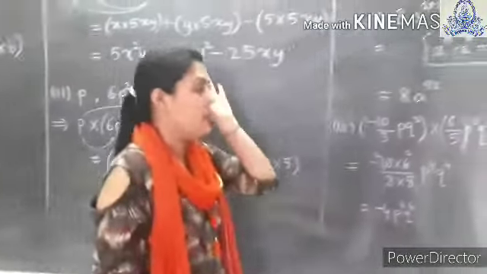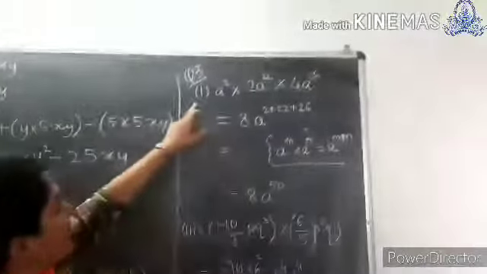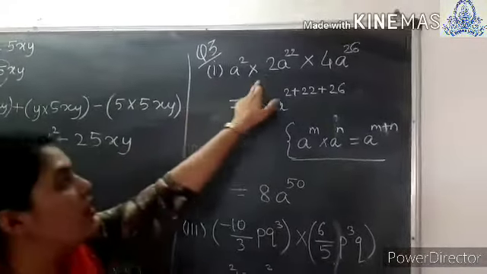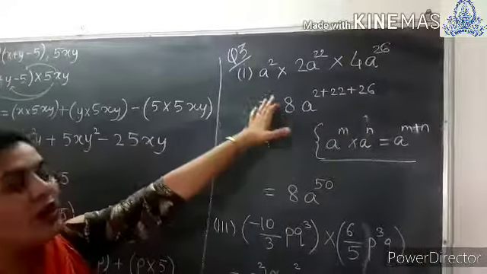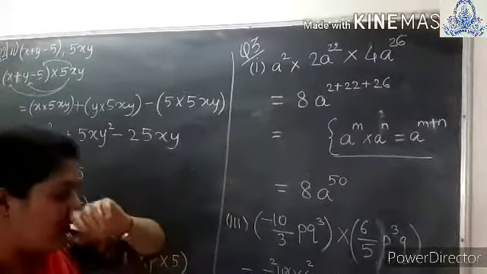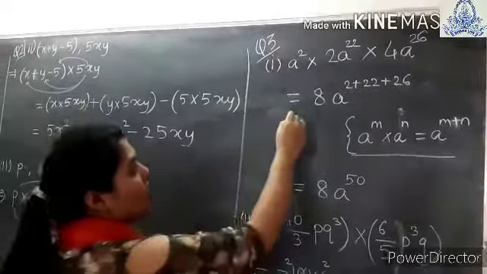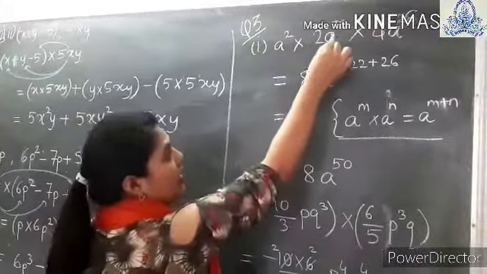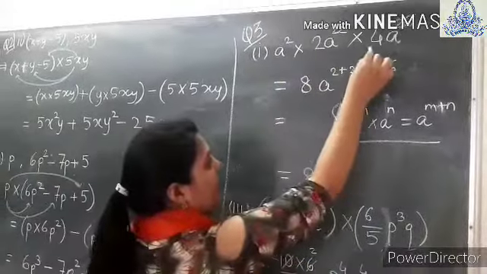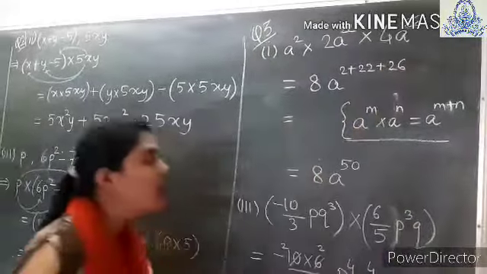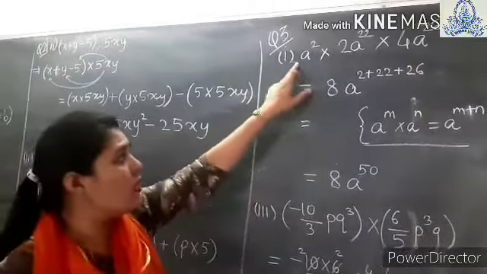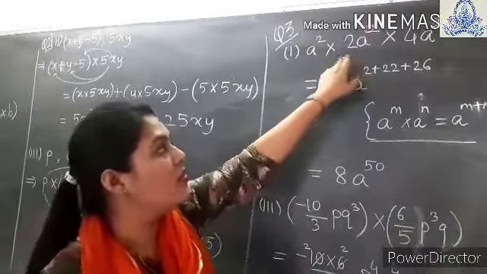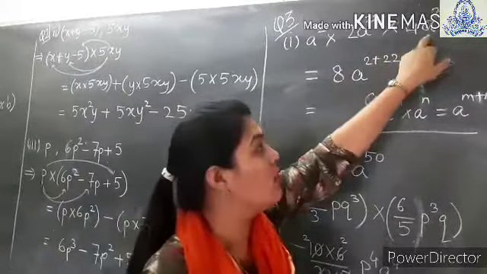Let's come to question number 3. Now see here, in this also you have to carry out the multiplication. You can see these are all monomials because only one term is there. So we have to multiply them. Now see what the question is. A raised to 2 multiplied by 2a raised to 22 multiplied by 4a raised to 26. Now see here, what is the coefficient of this monomial? 1. The coefficient of this is 2 and the coefficient of this monomial is 4.